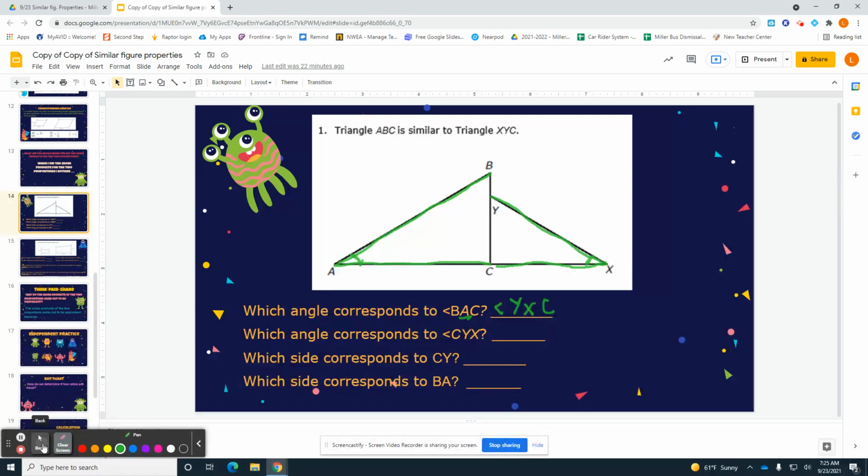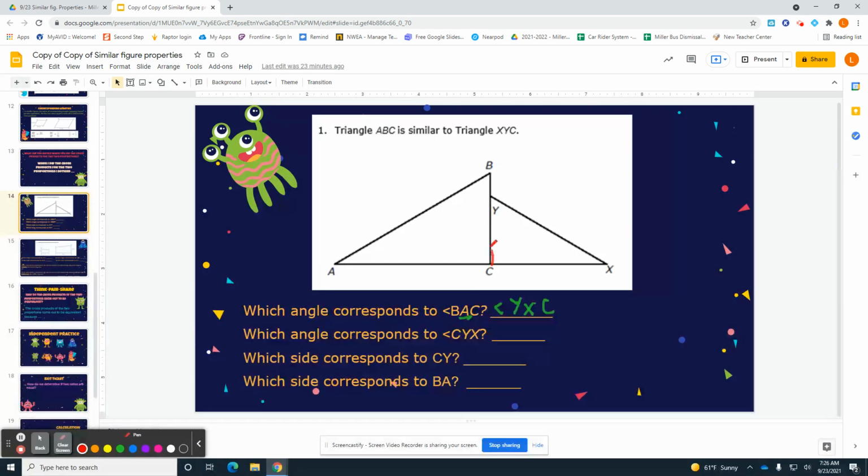Okay. So now which angle corresponds to angle CYX? So I'm going to erase the green so that we can now find our next one. So it says which angle corresponds to angle CYX. Oops, I did that wrong. Sorry. Let me erase it. I went to CX instead of CY. Sorry. So we're looking at angle CYX.